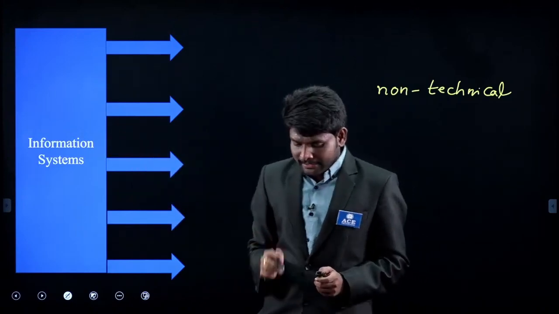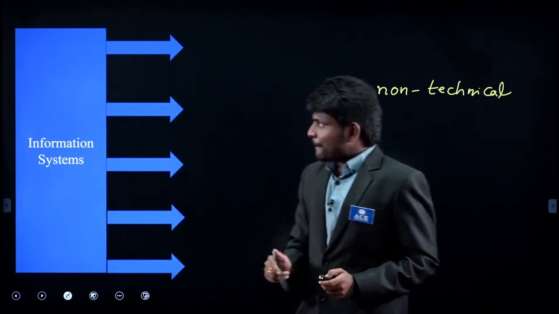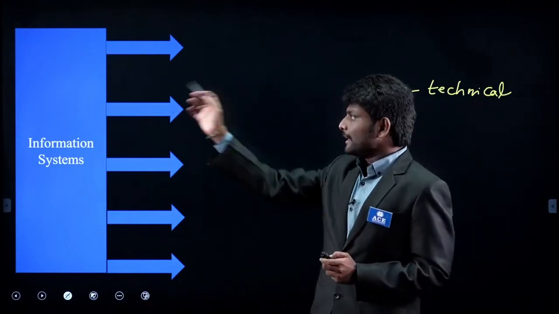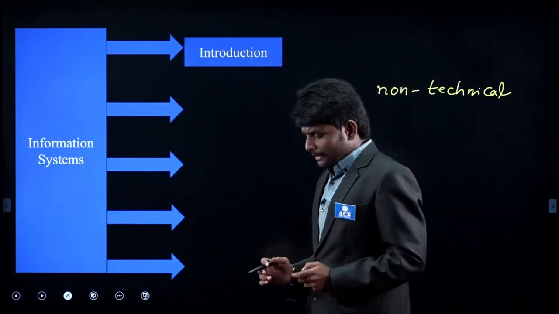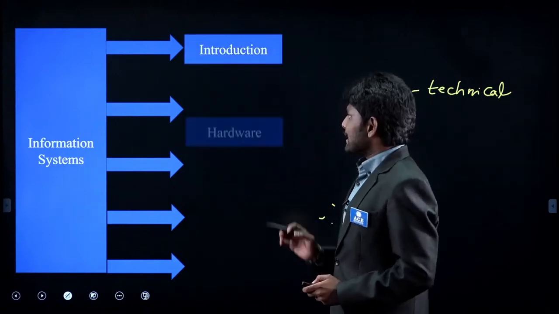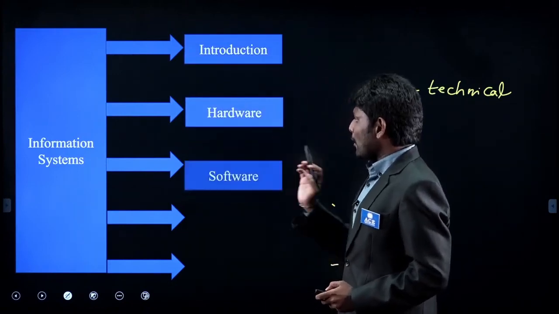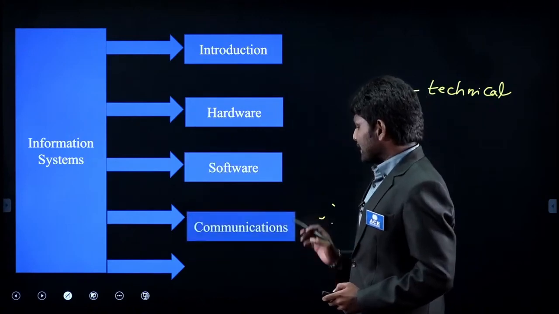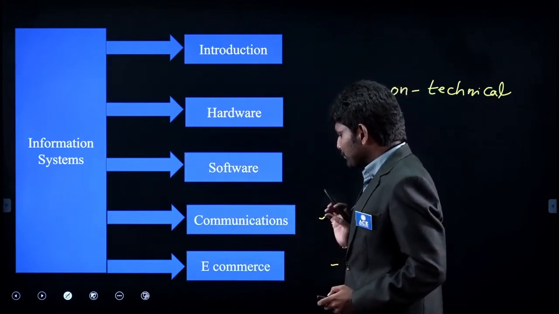Let us see what the major topics mentioned in the RRBJE syllabus for this subject are. The first topic is introduction. The second topic is hardware. The third topic is software. The fourth topic is communications, and the fifth topic is e-commerce.